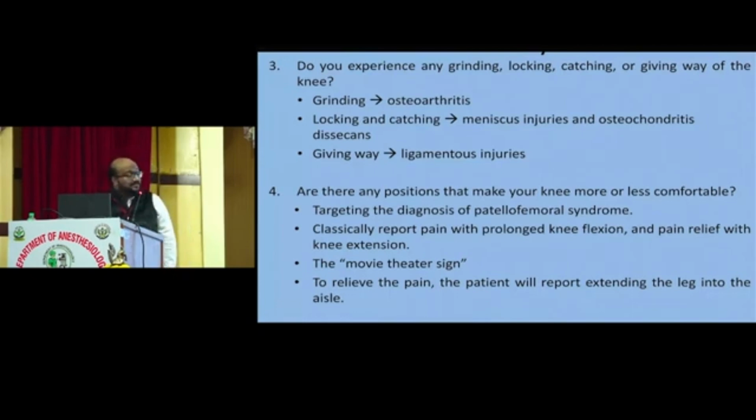So the grinding is with respect to osteoarthritis. Giving way is generally with ligamentous injuries. Locking and catching is with meniscal injuries. So targeting any positions which make the knee comfortable or not is to target the diagnosis of patellofemoral syndrome.